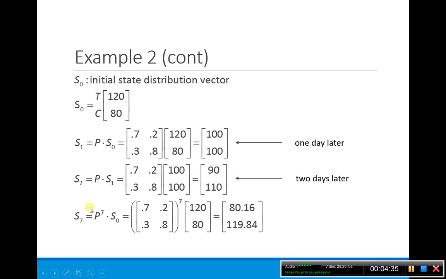Let's go out to 1 week. 1 week later would be P to the 7th, so we're talking about 7 days later. So we're going to take this to the 7th, multiply it by our initial state, and we have this.